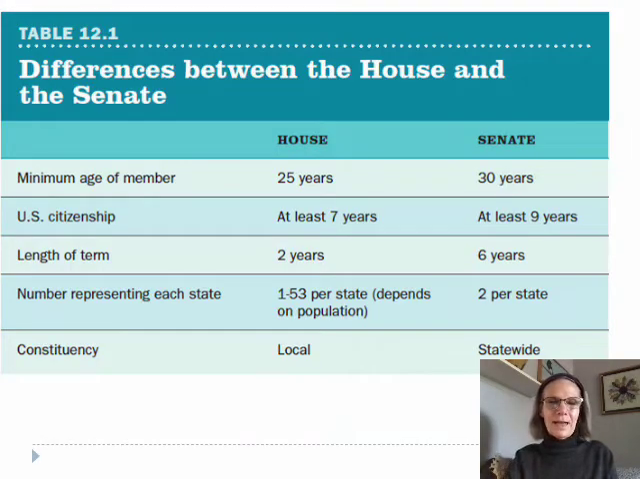And here's just a comparison of the differences between the House and the Senate, most of which we've already talked about. The qualification to serve in the House is that you need to be 25 years old, as compared to 30 years. There's a different qualification in terms of U.S. citizenship, but you don't need to be born in the United States to serve in the House or the Senate. You only have to be born in the United States to be elected president of the United States. So make sure you take a look at that graph in your textbook.